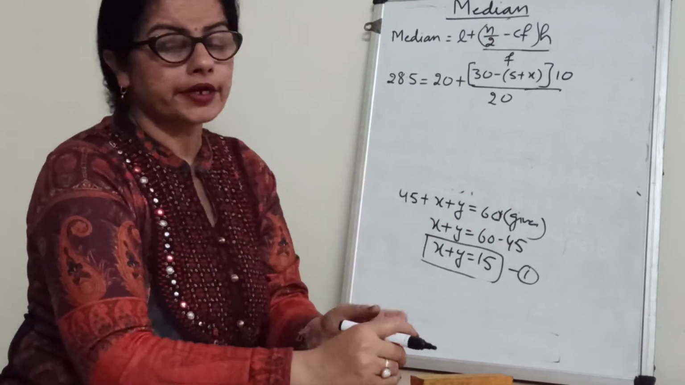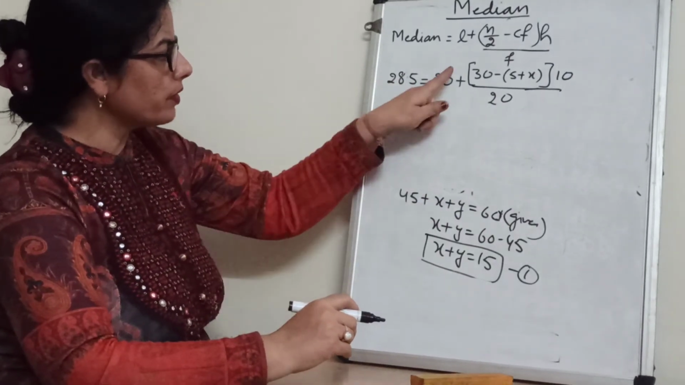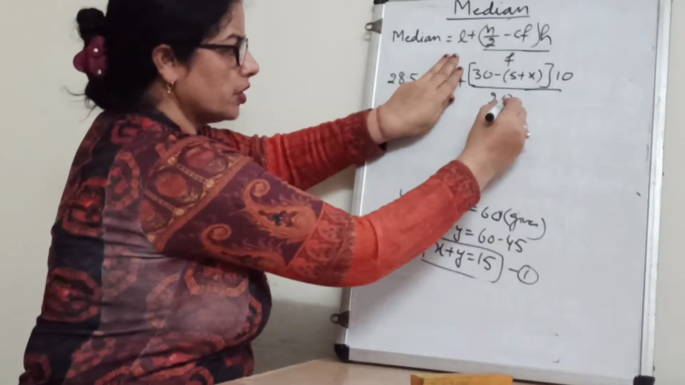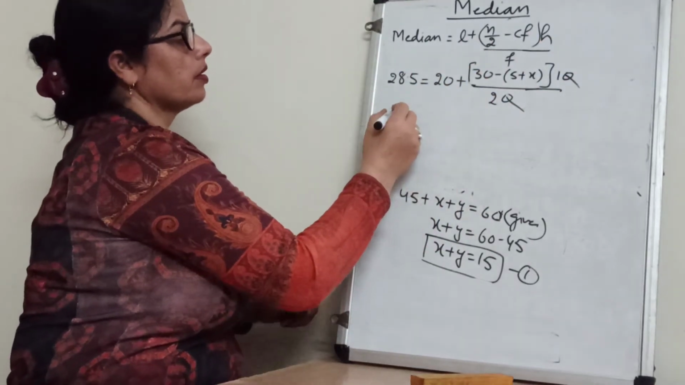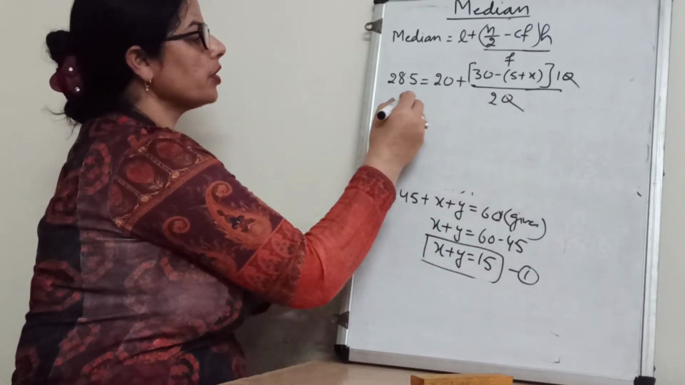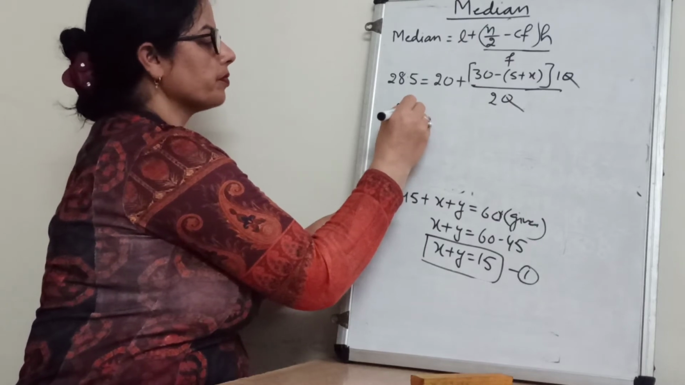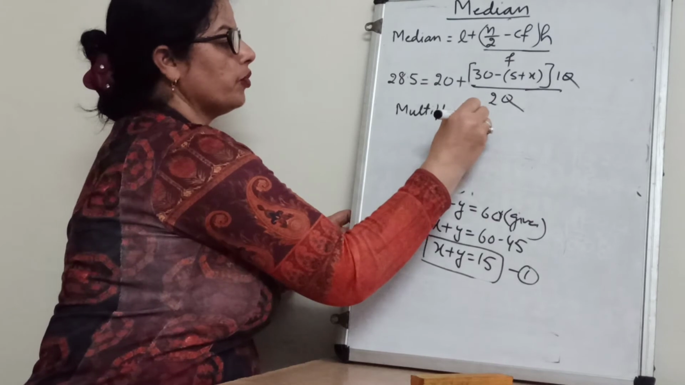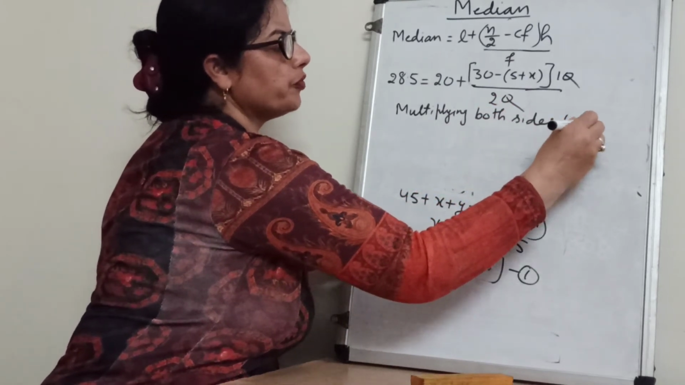Now I have written every value. How will we solve it? We will not cancel this and this. No. This 20 plus is separate. 0 will cancel with 0. This is a fraction. And now I want to remove this 2. Either take LCM or you can write multiplying both sides by 2, because I want to remove 2.